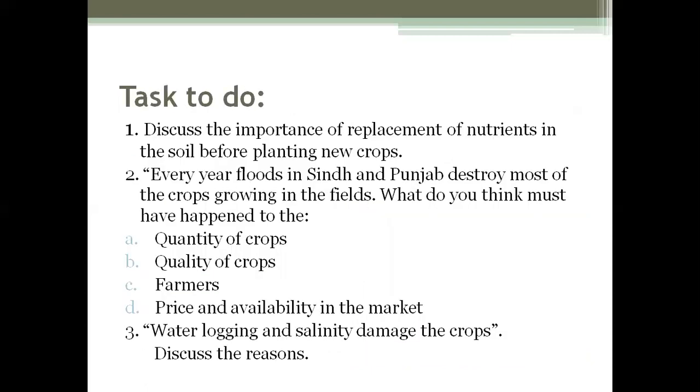Okay, students, this is your task, that you are going to do in your copy. You are going to discuss the importance of replacement of nutrients in the soil before planting new crops. As I have already told you, different nutrients are important for different crops. So before planting new crops, you have to check properly which nutrient is present in the soil, which is lacking in the soil, and what nutrient is needed by the crop that you are going to grow.